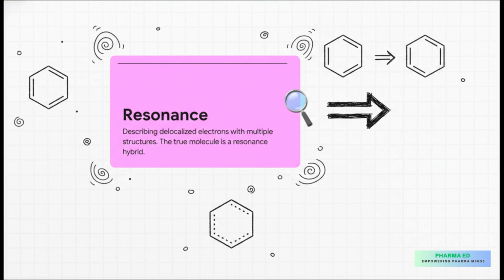So what is this resonance thing, really? Well, it's basically a way we can represent a molecule by drawing a few different possible structures. But here's the most important part. None of those drawings are the real thing. The actual molecule is something in between, a beautiful blend of all of them. We call this a resonance hybrid.